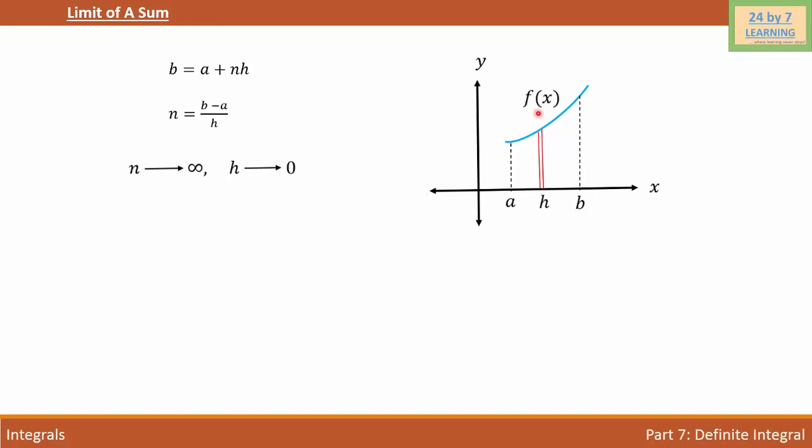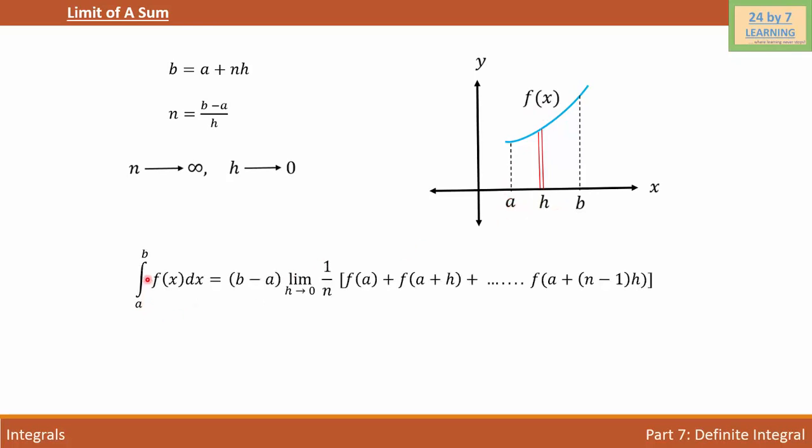What I'm going to do is integrate this function f(x) from limit a through b. So I will write integration of f(x) dx from a to b is equal to (b minus a) times the limit h tends to 0 of 1 over n [f(a) plus f(a plus h) plus, keep going, f(a plus (n minus 1) times h)].